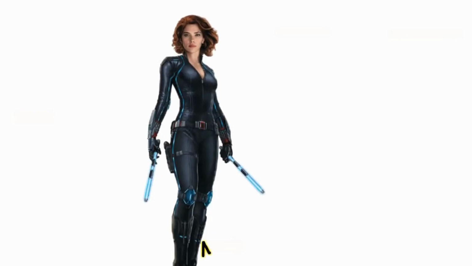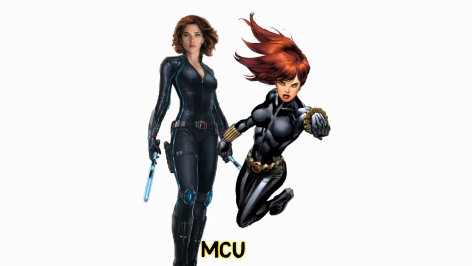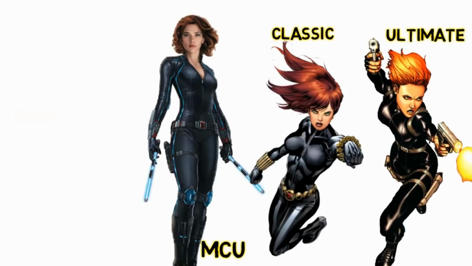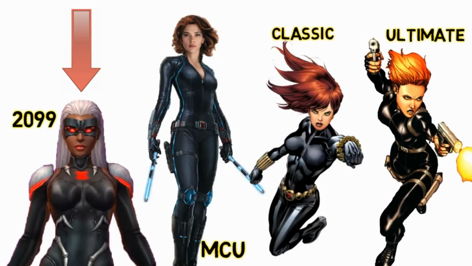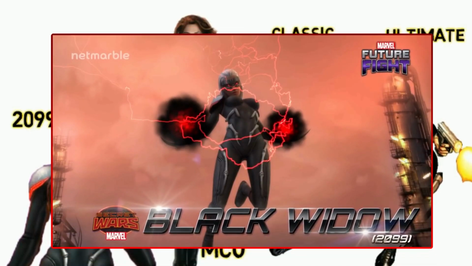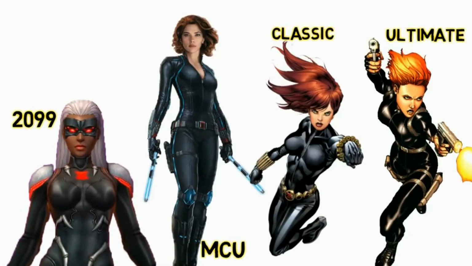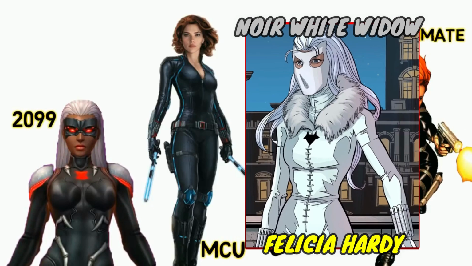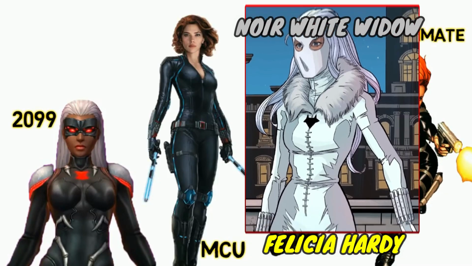And then we've got Black Widow. Sadly, we don't have a Noir version. 2099 Black Widow is a black woman named Tanya, a member of the Alchemax Avengers. There is actually a Noir White Widow, but she is Felicia Hardy, who is the alternate version of Black Cat from the main universe.